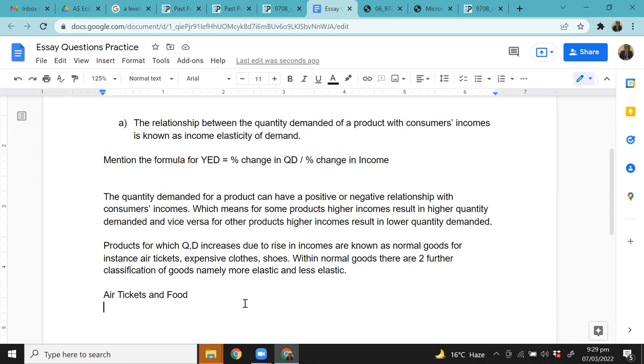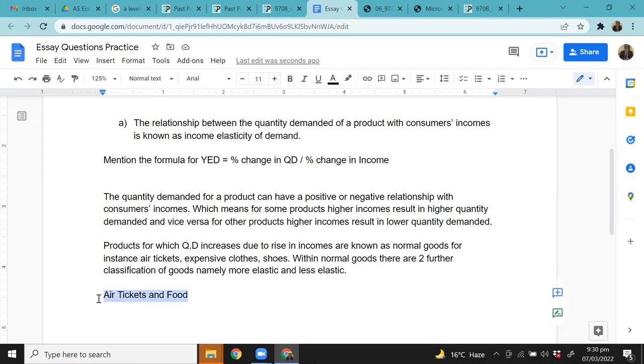But still, normal food items will be less elastic, right? So they will not consume more. The basic rice, the basic ingredients, the food items that you buy, their demand will stay the same. But these are normal goods: the higher the income, the higher the demand, a little bit higher, not that much. Whereas luxury items like air tickets, which basically show that you're traveling more, expensive clothes, expensive shoes, that's where you'll spend most of your income, right? And you also need to explain why so.